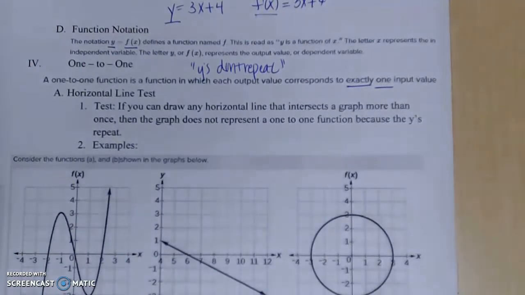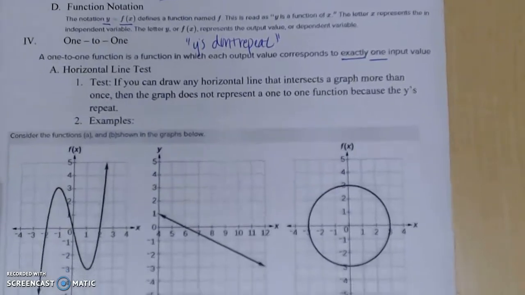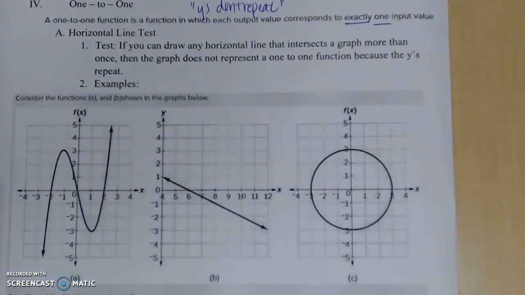So kind of a more special function. And it says if you draw any horizontal line that intersects a graph more than once, then the graph does not represent a one-to-one function because the y's would repeat. So looking at these examples here, function, you do vertical line test. One-to-one, you do a horizontal line test.